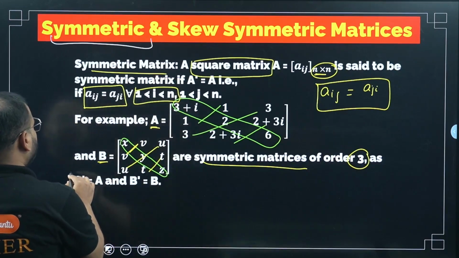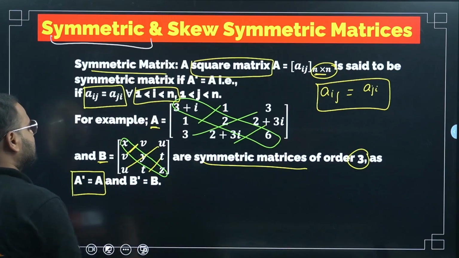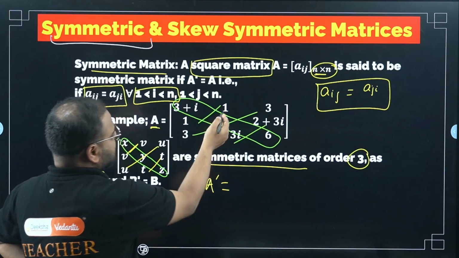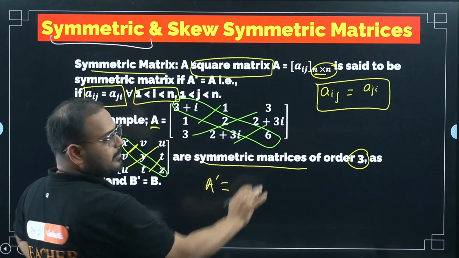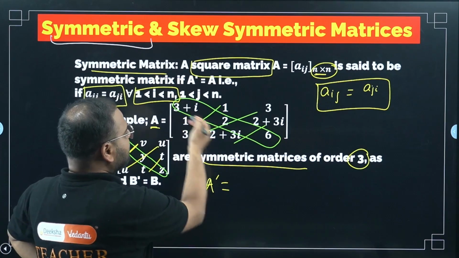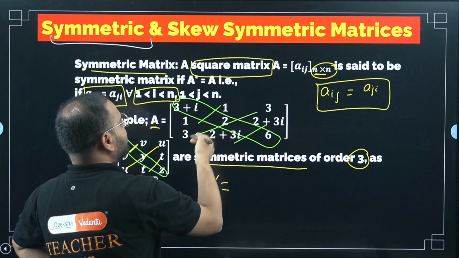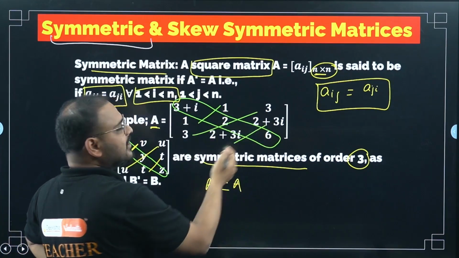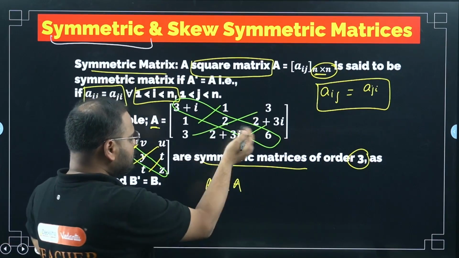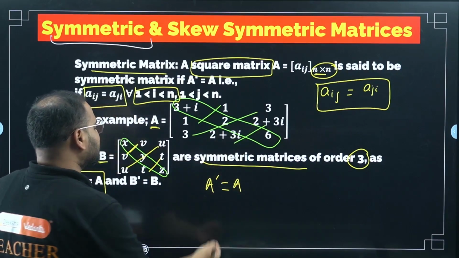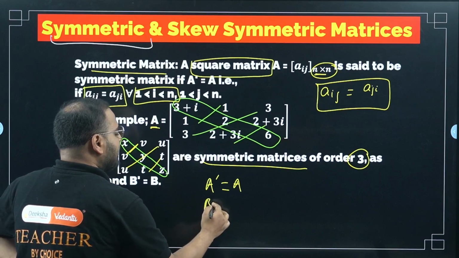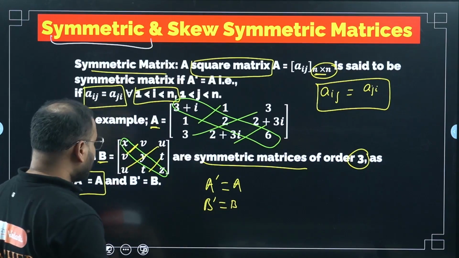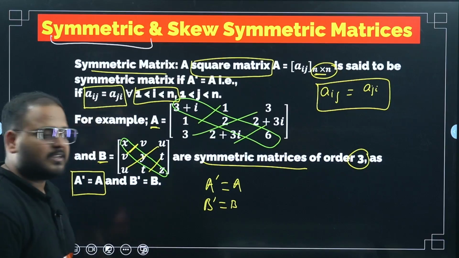The reason being, transpose of A is equal to A. Sir, why is transpose of A equal to A? If I write the transpose, what will happen? The diagonal remains the same. You move this A11 here, A33 there, and so on, so this will remain the same, because the upper triangle and lower triangle are mirror images of each other. Even if you change it, it will remain the same. So A transpose is equal to A. In the same way, B transpose is equal to B. I hope this is clear.